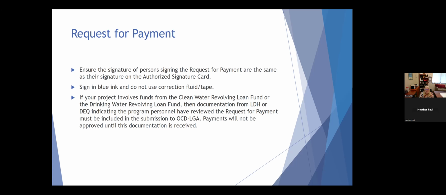If your project involves funds from the Clean Water Revolving Loan Fund or the Drinking Water Revolving Loan Fund, then we must receive documentation from LDH or DEQ indicating that those program personnel have reviewed the request for payment. That documentation needs to be submitted to us. Payments will not be approved until this documentation is received.